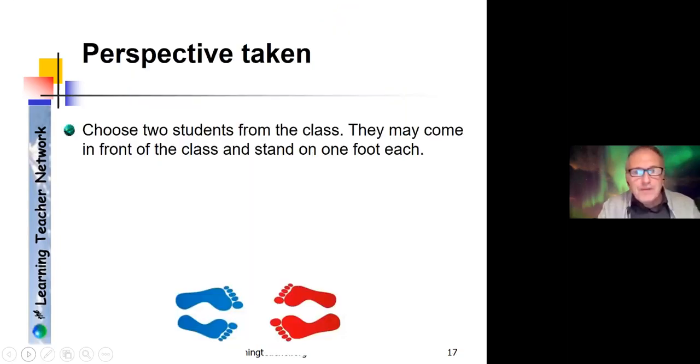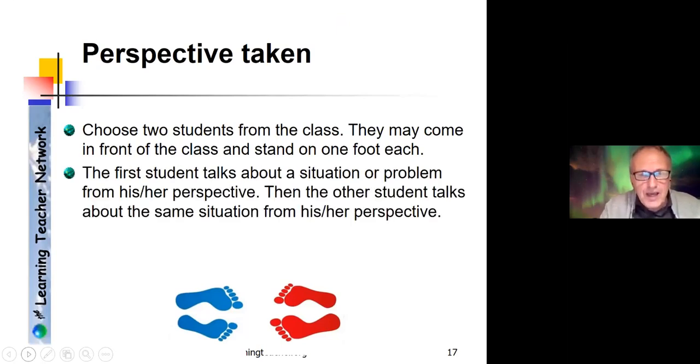Another thing you can do is put red and blue footprints on the floor, and you have a dilemma. They have to stand, one on the blue footprints, the other on the red footprints, and they have to use arguments and have a dialogue about, for instance, is it okay to bully a bully? So the blue one is yes, you can do that. The red one, no, you can't, and they have to have a dialogue.